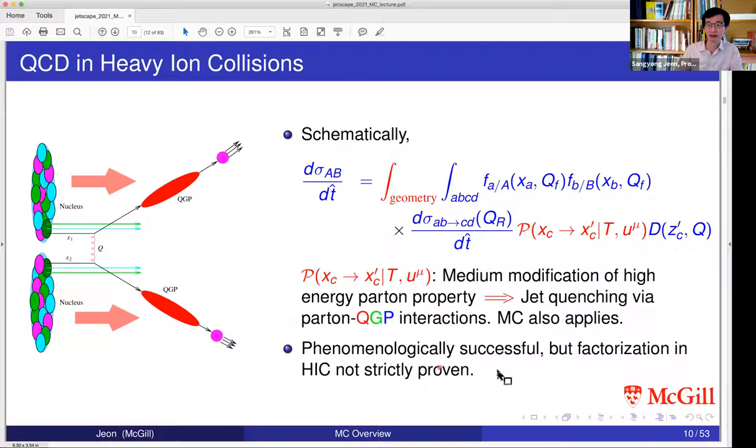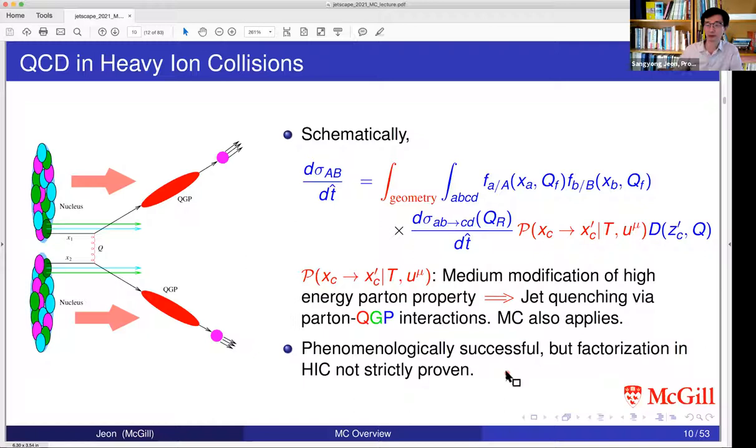So again, this is a phenomenological model. It has been very successful. So we know that a good amount of physics is contained in this method. But strictly speaking, it's not yet proven. But I know some people are still working on it.